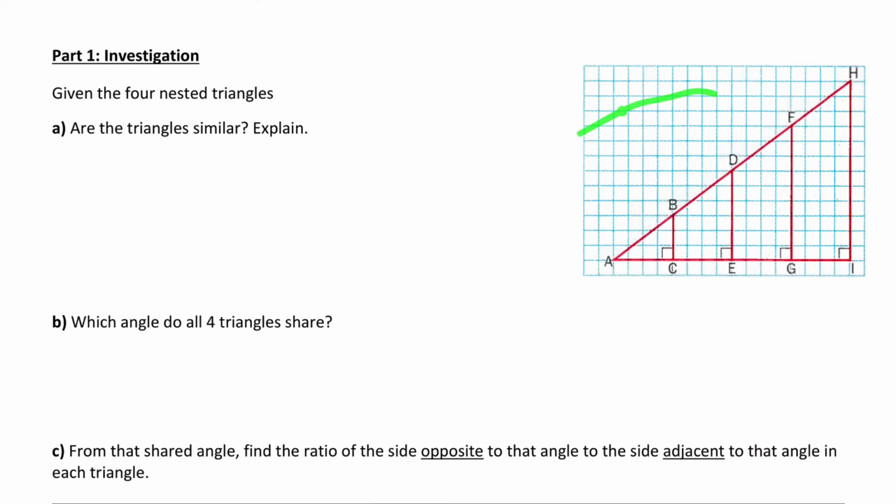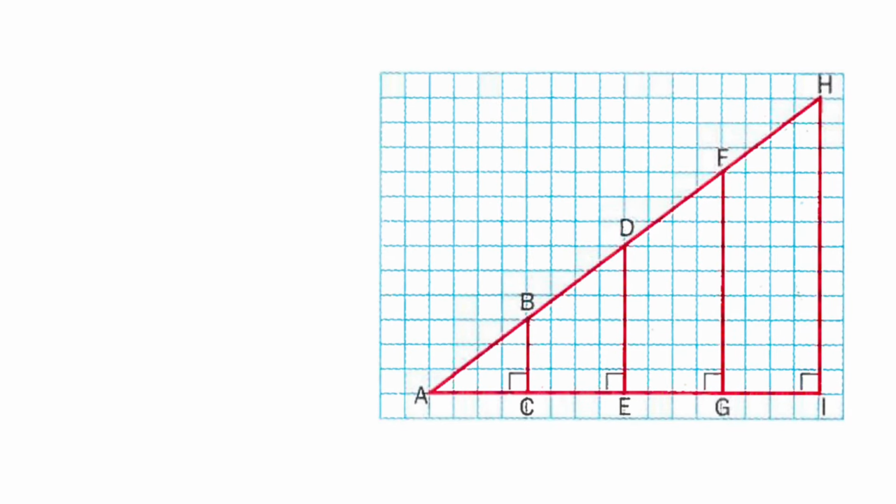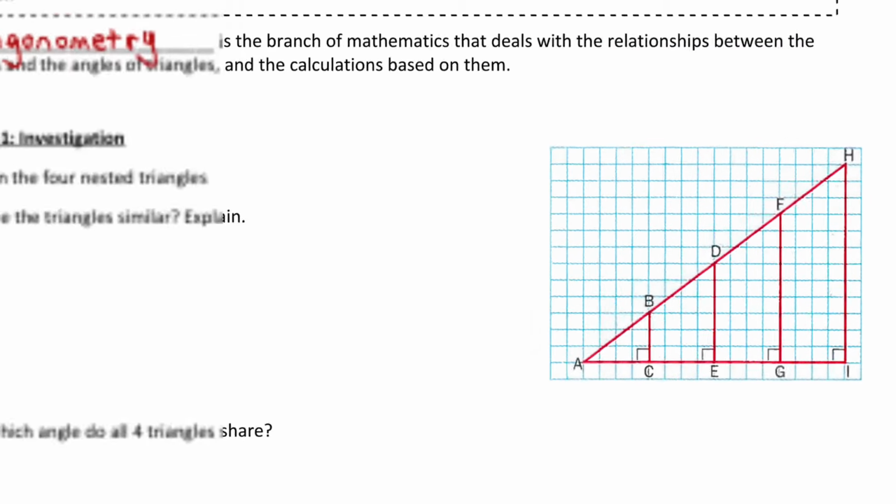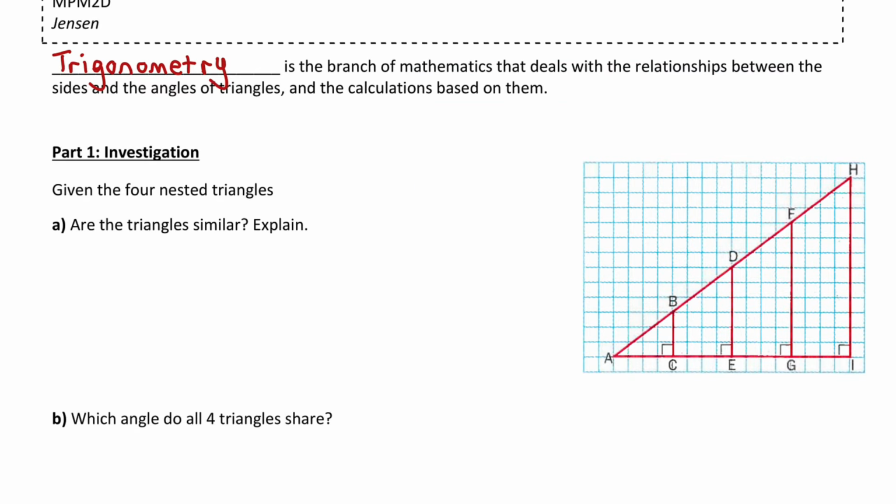Notice on the right here we have 4 nested triangles. Let me outline them for you so you understand what's happening. We have triangle ABC, triangle ADE, triangle AFG, and triangle AHI. In part A of this investigation, it asks us if these triangles are similar.